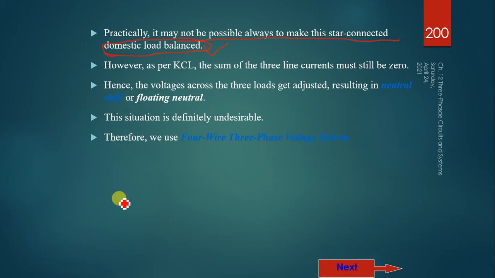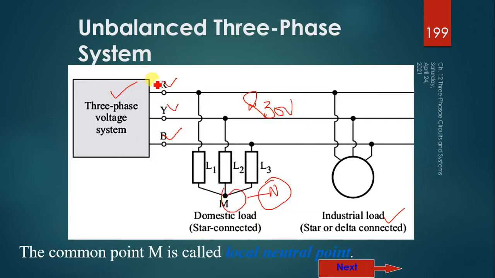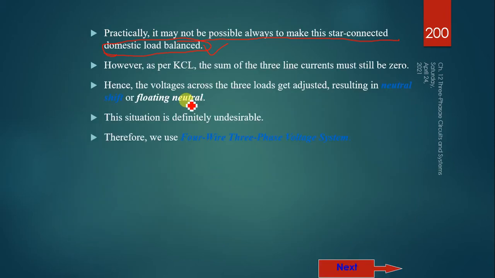So whatever neutral we get, there is physically no neutral connection here, but we make the neutral by assuming sigma I is equal to 0. Clear? Now this neutral is called a floating neutral, where the voltages across the 3 loads adjust themselves. In order to avoid this, we use a 4-wire system. As I said, this is the issue if we use a 3-wire system, right?